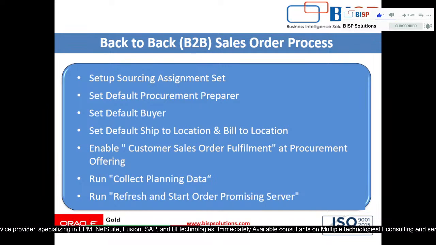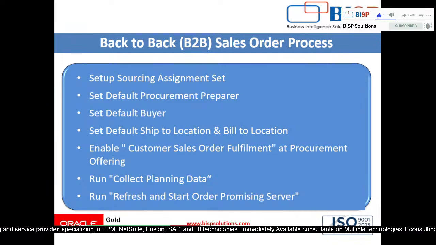Recently our instance got refreshed, so all the setups also got refreshed, right? Our default ship to location and bill to location are already seeded in our supplier information, right? So at the supplier side, we already set this ship to location and bill to location. And we have one more option: we have to enable the customer sales order fulfillment in the procurement offering. So we can see how we enable this option in our application.